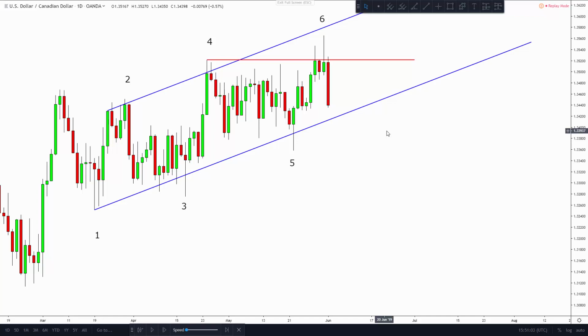Another detail that can also be derived from a line is the fact that high number 6 fails to break and close above the level of high number 4. From a logical point of view, that means the buyers from low number 5 might not be as strong as the buyers from low number 3, for example.